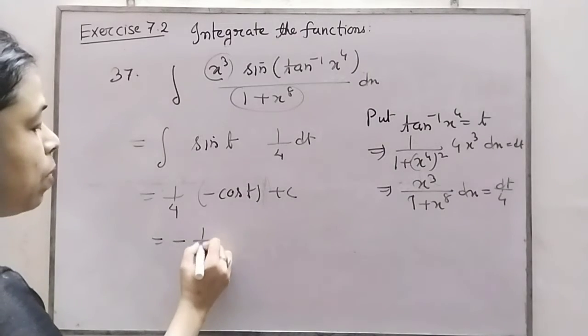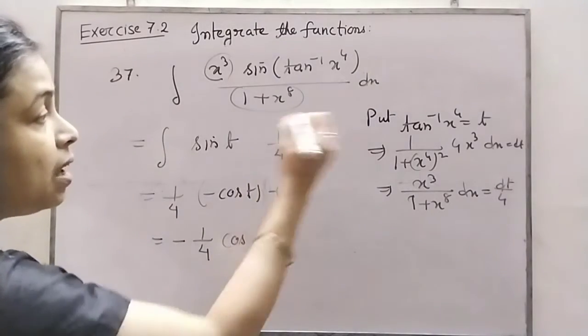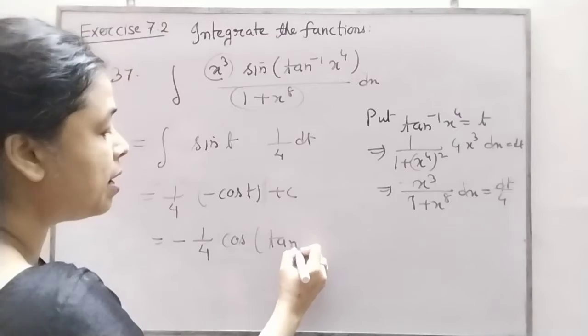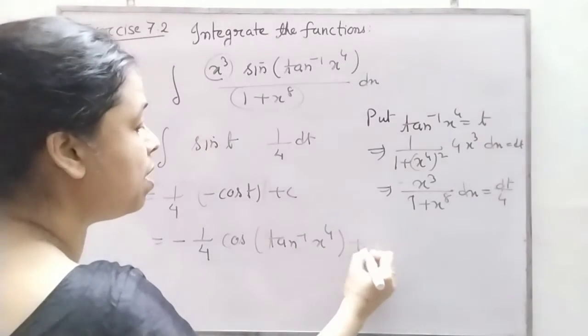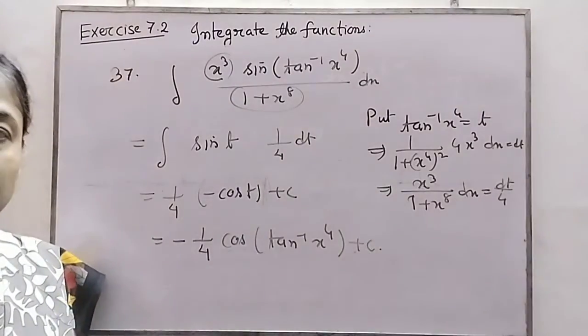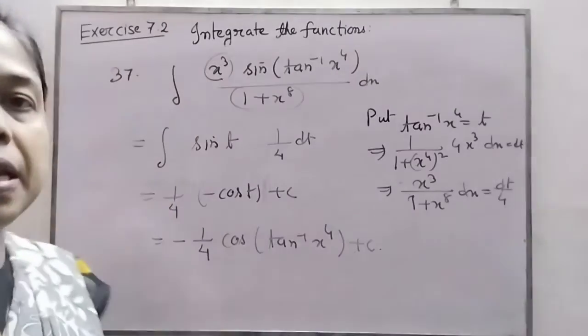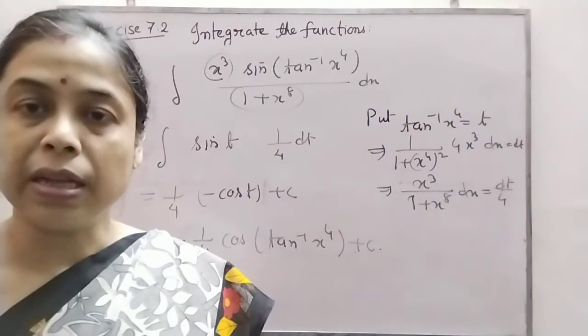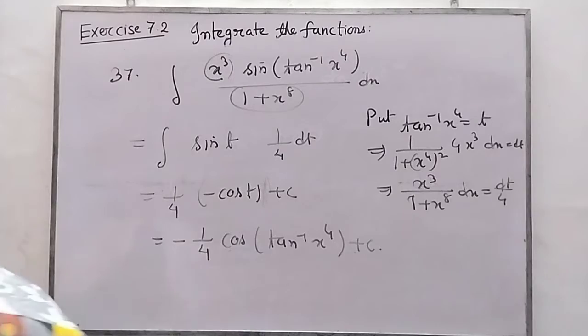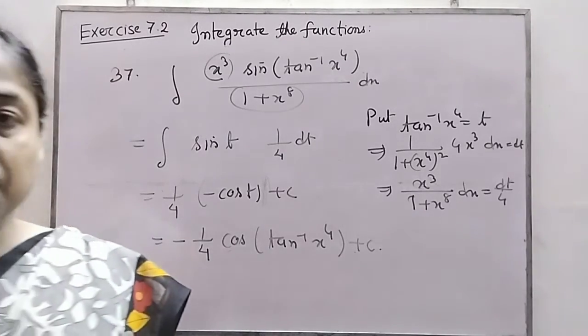Now minus 1 by 4. What is t? You put it back. That is tan inverse of x to the power 4 plus c. So here you see we have completed our solution of question number 37. Okay. Now I go to the next question number 38.